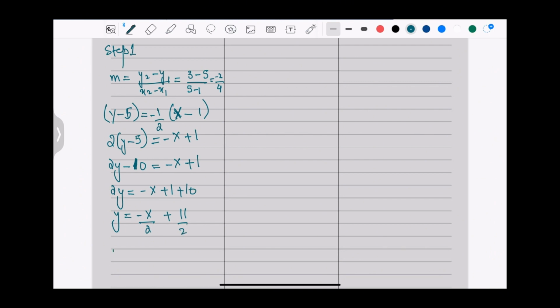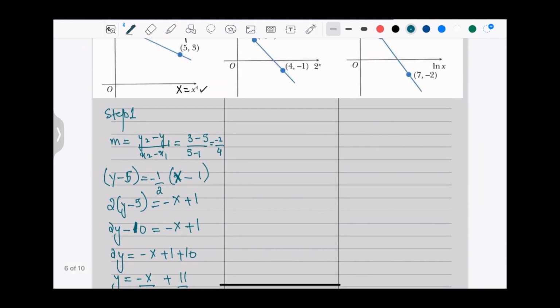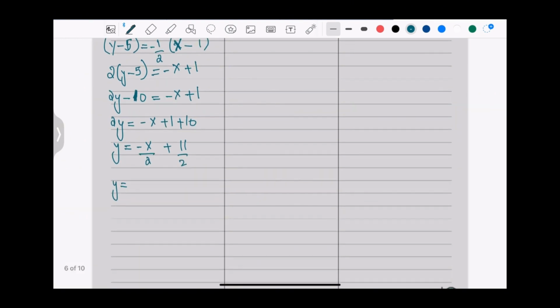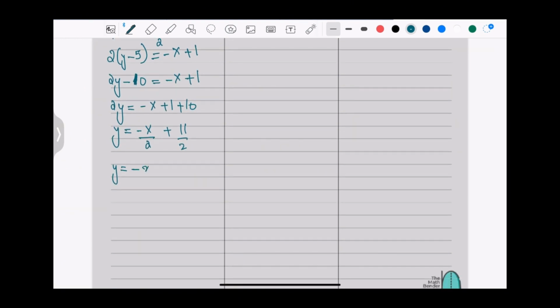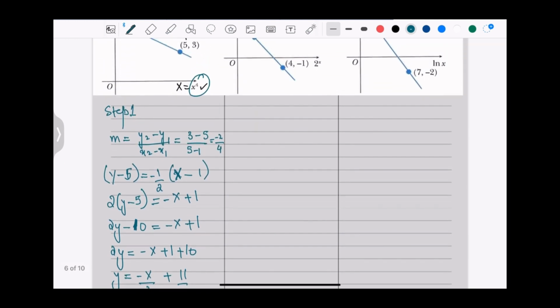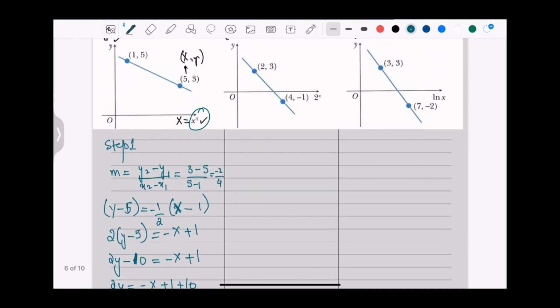Now replace capital X with its initial x to the power of 4. So y equals negative x to the power of 4 over 2 plus 11 over 2. This is the actual equation which was interpreted into a line by changing the x-axis. I'll solve another one.